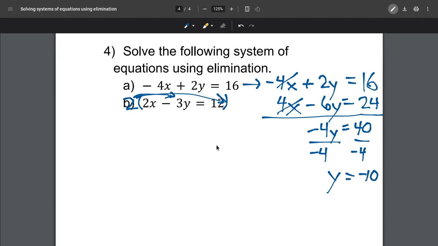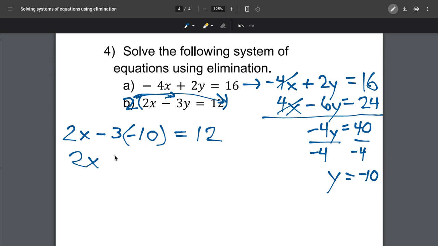We'll now take our y value and plug it back into one of these equations. I'm going to just use the bottom one. So I'm going to say 2x minus 3 times negative 10 equals 12. So 2x, again, we have a negative 3 times the negative 10, so 2x plus 30 equals 12.